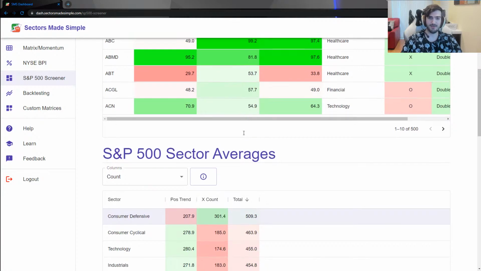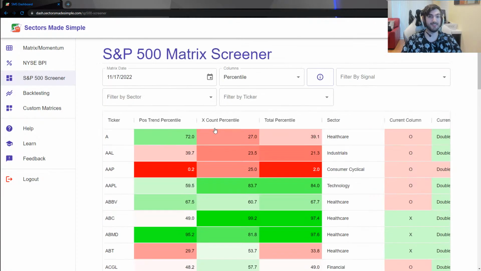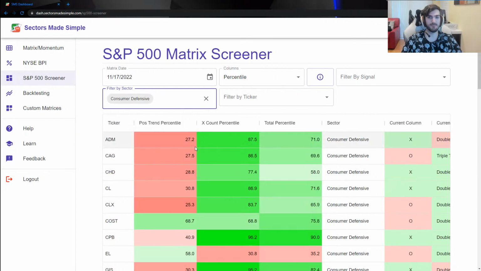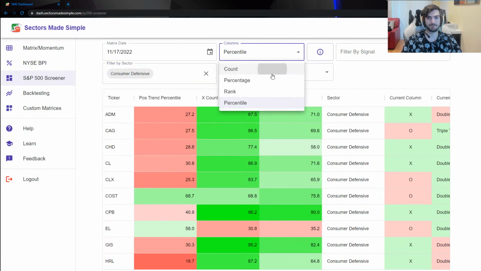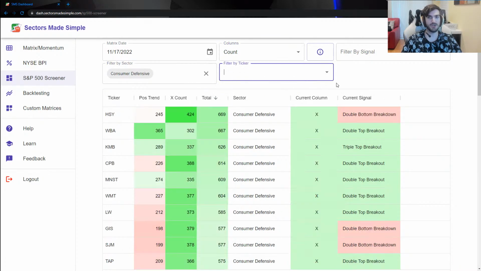So we might say consumer defensive is the leading sector. All right, go up here, plug in consumer defensive. Now you can filter away. If you want to just find the best companies in that sector, done. Just sort by total count. There is your list of all of the companies ranked by overall strength in that sector.